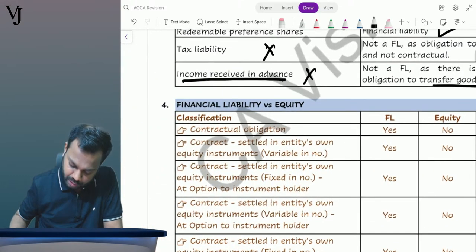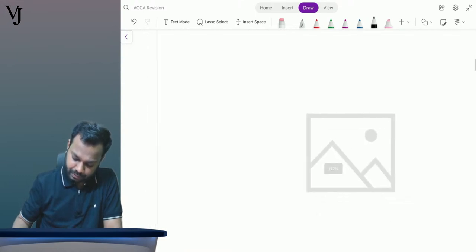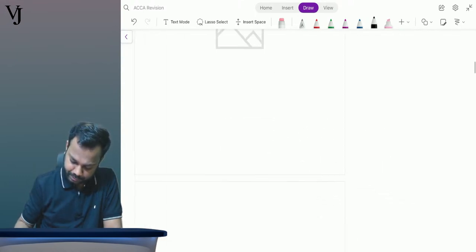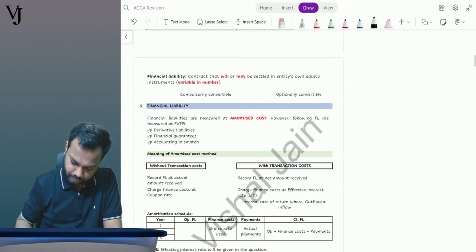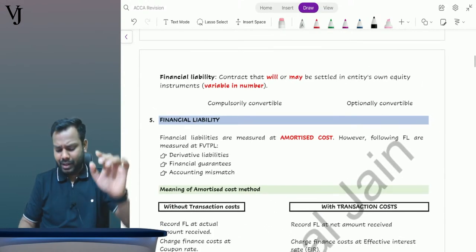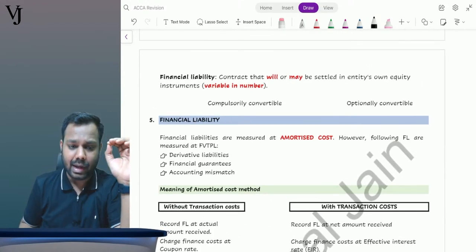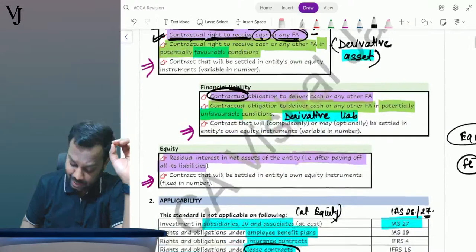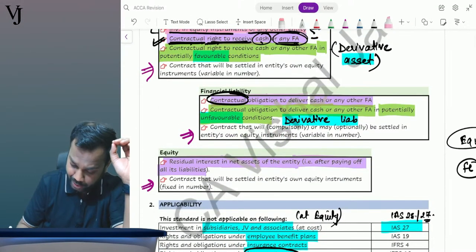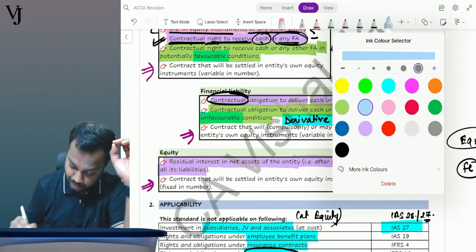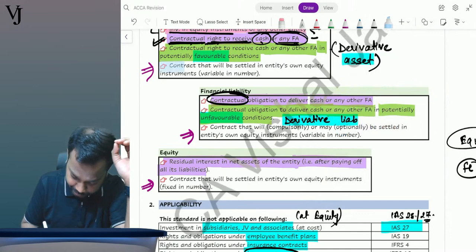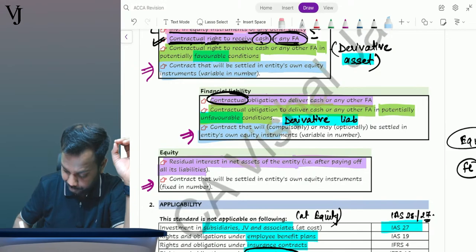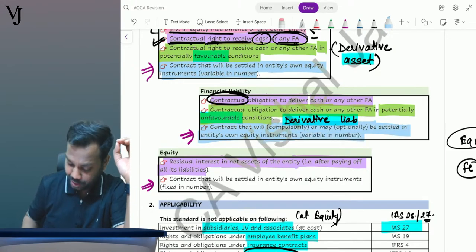Wonderful. Now, just give me a minute. You remember in the definition of financial liability and equity, we basically skipped one point, right? Let's discuss that now. This is a point, contract. This point we skipped, right? So now let's discuss this point.